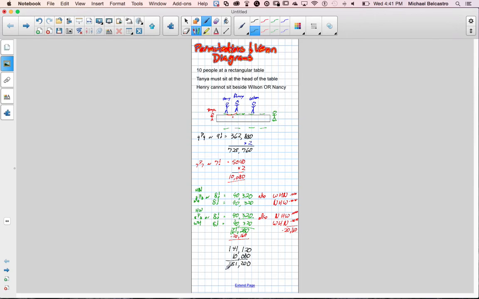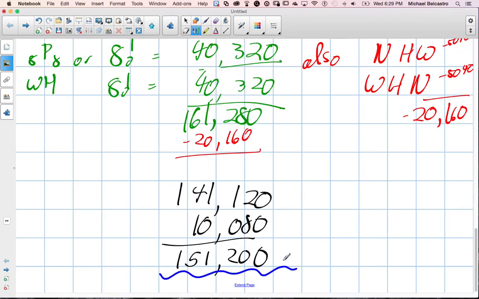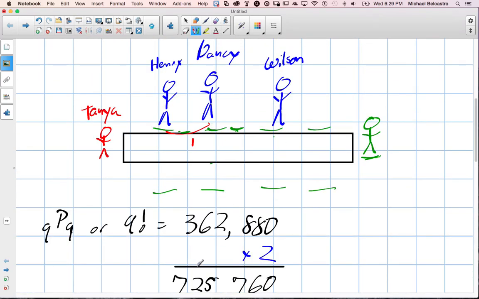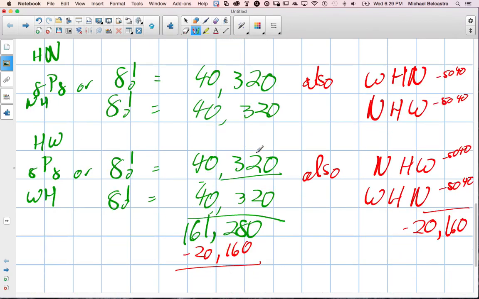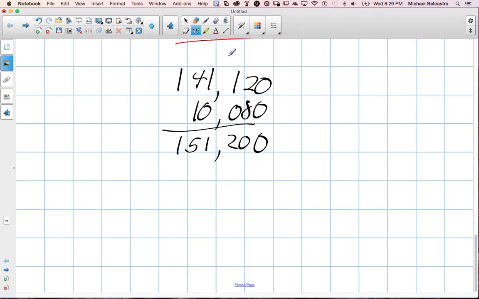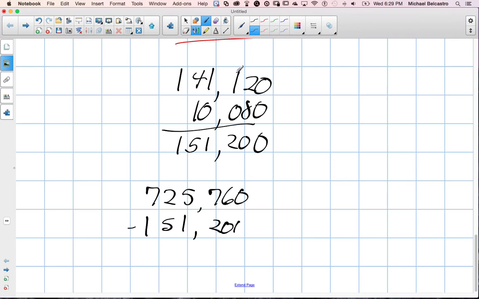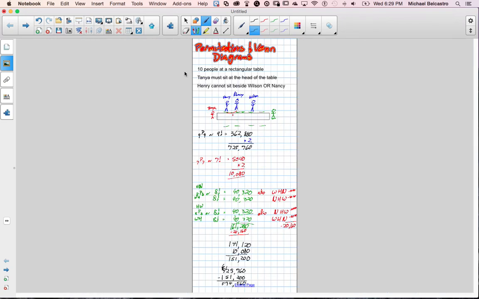Okay, so now we have to take this value and subtract it from our 725,760. Okay, so let's organize this. This is the amount we need to subtract, and the original number we started with was 725,760. So we'll subtract the two. 725,760 subtract our 151,200, which means the number of different ways we can sit around this table is 574,560 different ways. That is a lot.